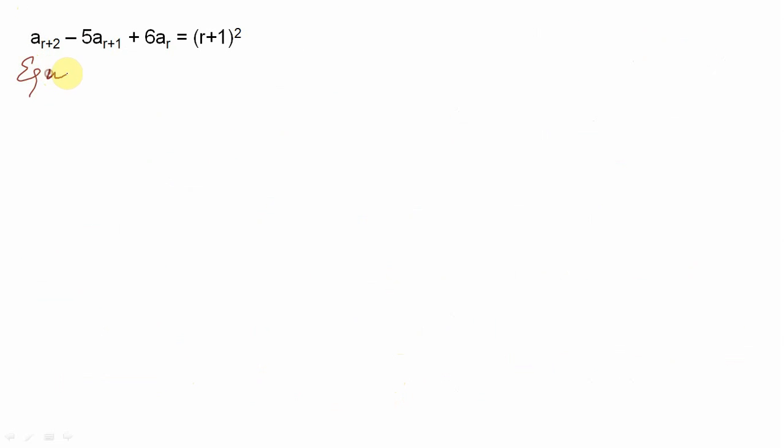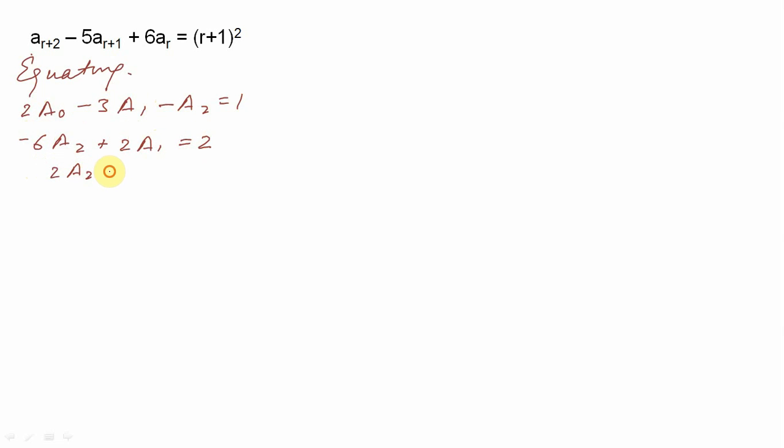So equating, I get a0 minus 3a1 minus a2 is equal to 1. This is the first equation I'll get. Minus 6a2 plus 2a1 is equal to 2. This is the second equation I'll get. And 2a2 is equal to 1. This is the third equation I'll get.